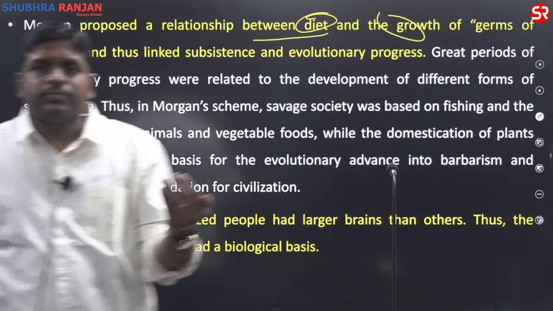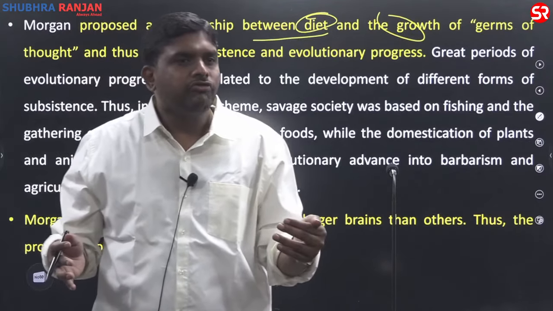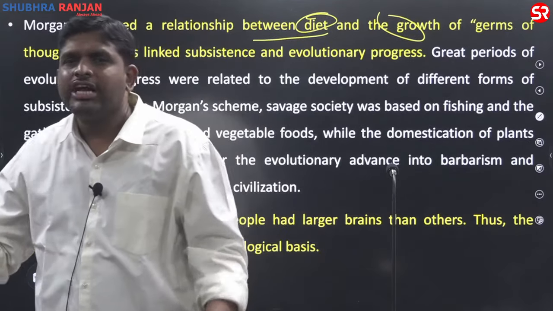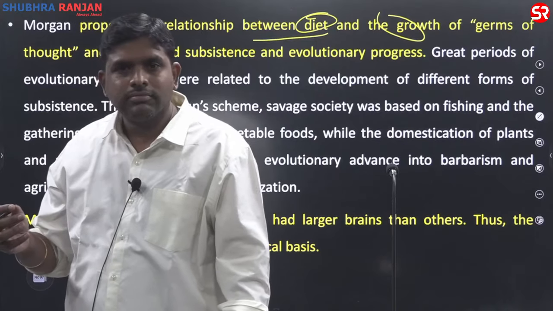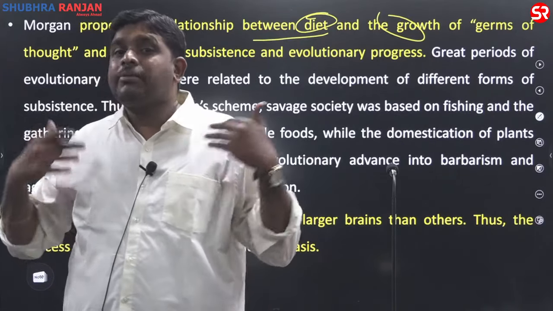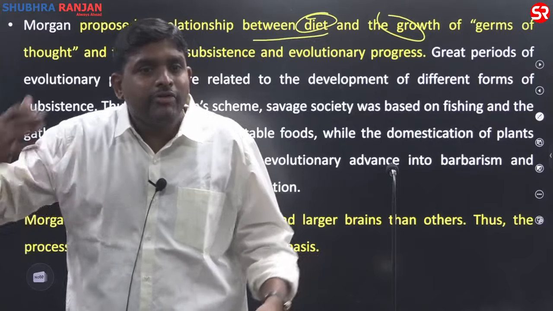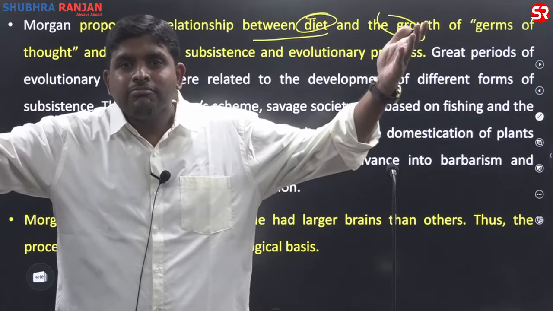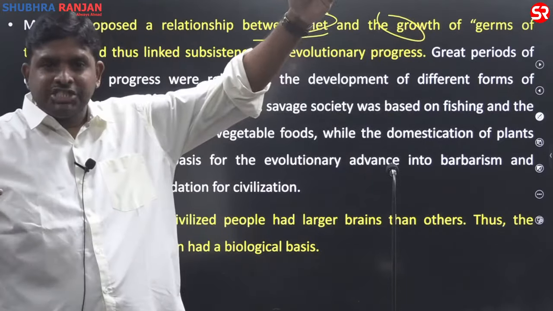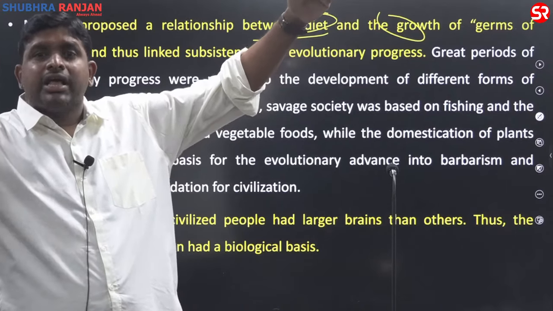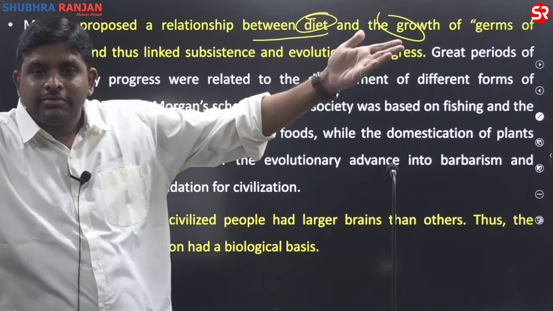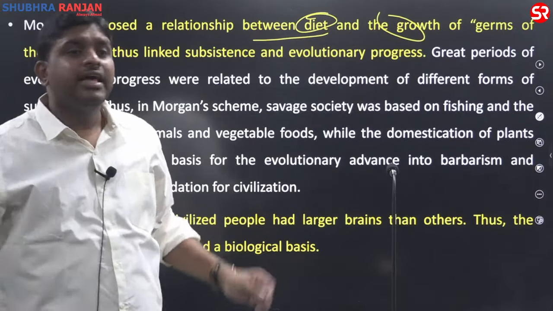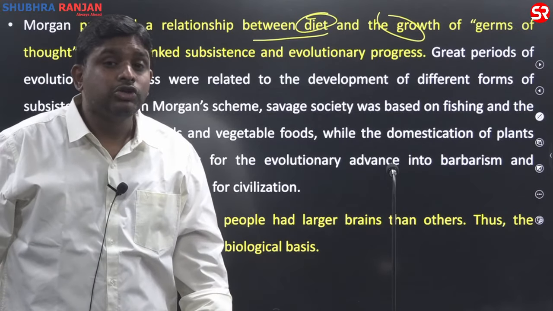As I reached the next stage, cultivation, food cultivation, I am getting ready-made food. So I am getting ready-made food, then I am getting time to think. When I am thinking more, I am evolving. As I reach civilization time, I got more time to think. When I am thinking more, I am evolving. So he told that diet is directly proportional to germs of thought.